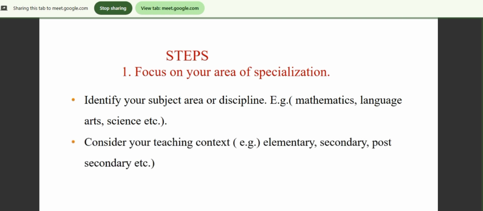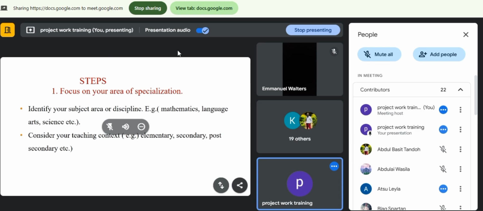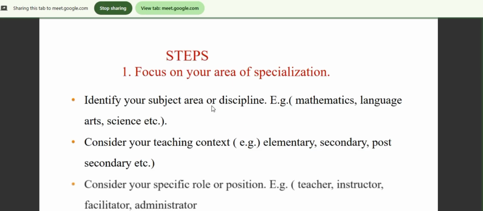So you consider your teaching context, whether you are in elementary, secondary or post-secondary. With the elementary, we look at from nursery to JHS, and they are all elementary. The secondary, that is senior high, and the post-secondary, that's the tertiary. You consider your specific role or position, whether you're a teacher or instructor, facilitator or administrator. That is your area of specialization. So this explains the key step one. You focus on your area of specialization.